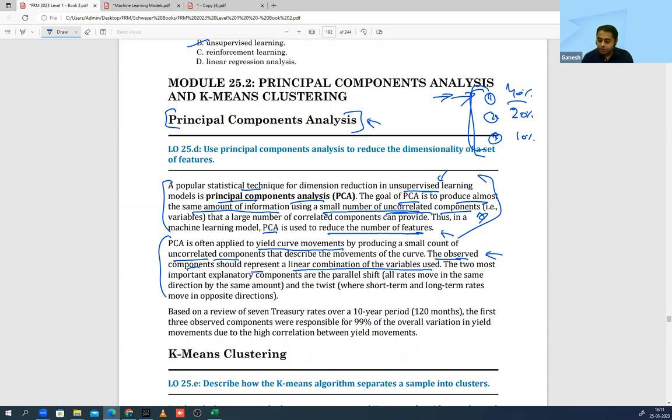Okay. The two most important explanatory components are parallel shift and the twist. This is a component. मतलब ये, it is explaining what is going to be the change in the yield curve. So one variable is parallel shift, one variable is a twist. So they are running a model which is using these two variables as the principal component, which is able to explain the change in the yield curve. Okay.